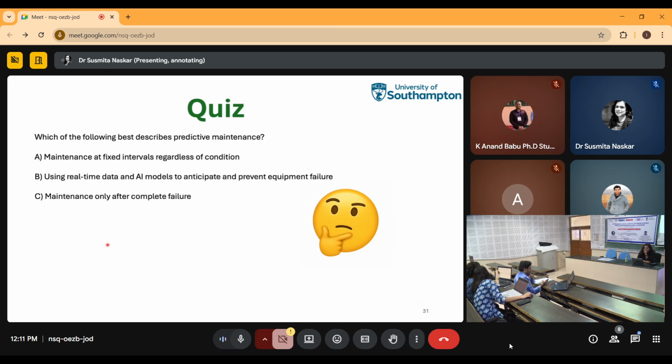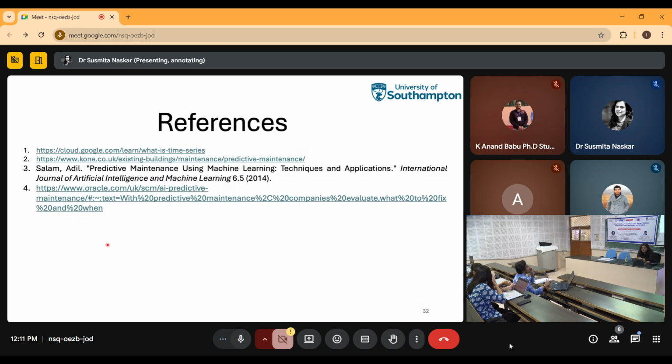And which of the following best describes predictive maintenance? Maintenance at fixed intervals regardless of the condition. Using real-time data and AI models to anticipate and prevent equipment failure. And maintenance only after the complete failure. No. B is the correct answer. Clear to everybody?